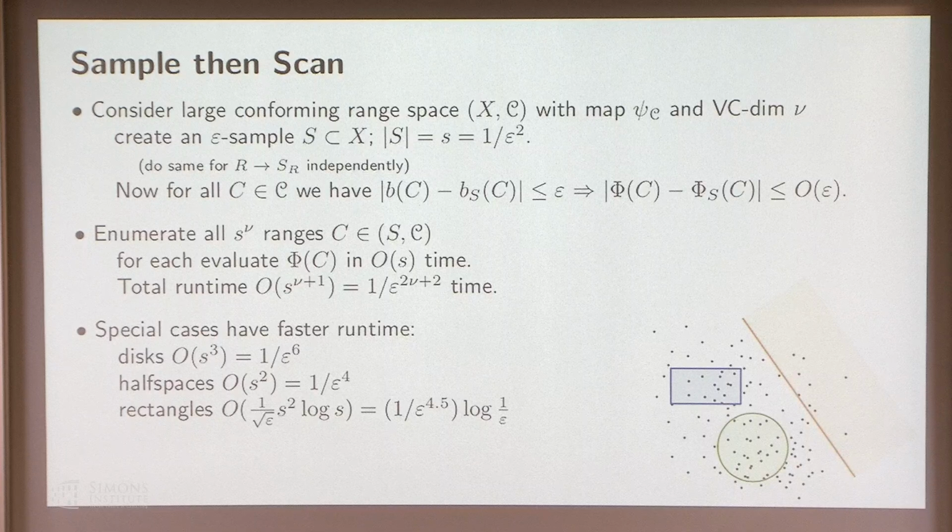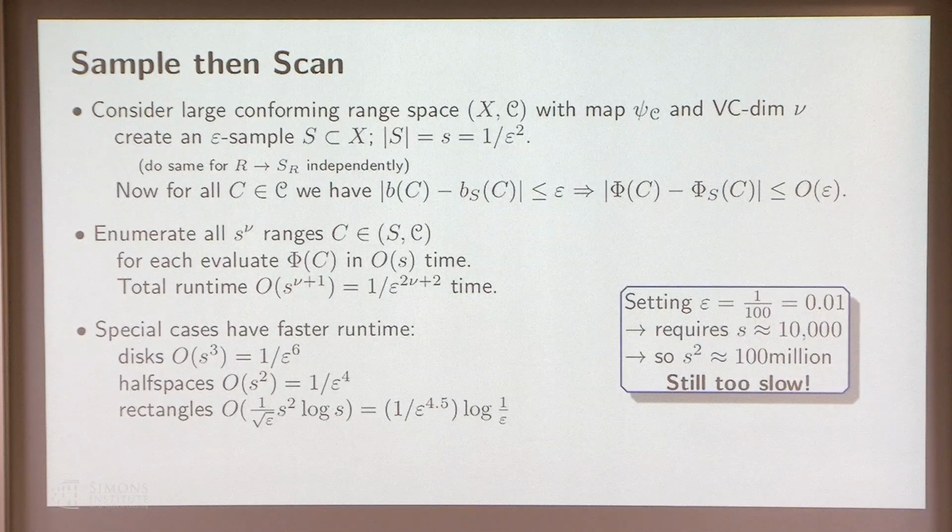These are still too slow. We basically need epsilon to be like 0.01, and then S is like 10,000, and S squared is like 100 million, and this is basically the runtime, and this is too slow. That's for half spaces. For disks, it's worse, right? So this basic approach doesn't work.